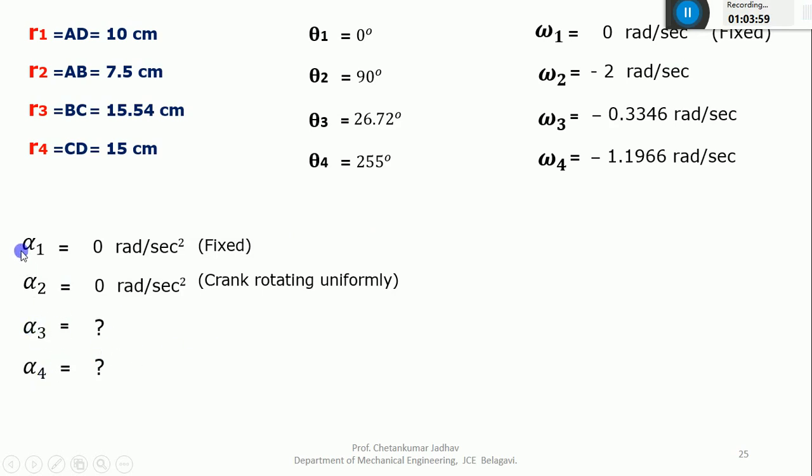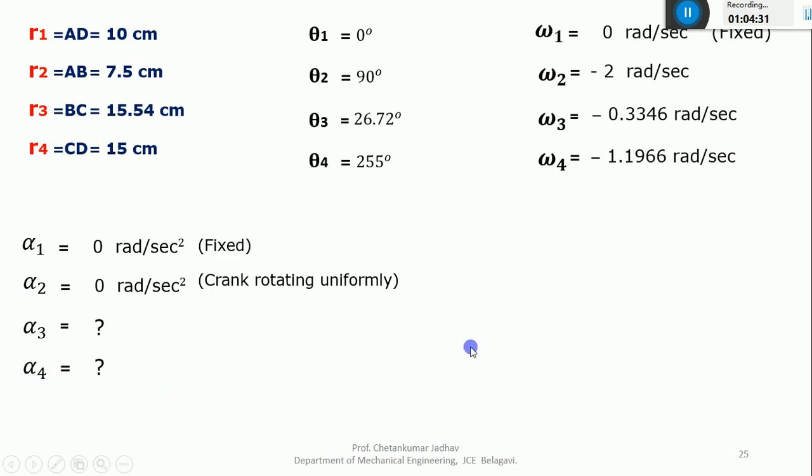Since the first link is fixed, I got the acceleration of the first link as 0. Since the second link is moving uniformly, it means the angular velocity is uniform, so again the acceleration is 0, because the rate of change of velocity is the same. There is no change in the acceleration at all, because the velocity is uniform. If there is no change, the acceleration is 0. And now I need to find out this alpha 3 and alpha 4. This one I can get by using equation 3.